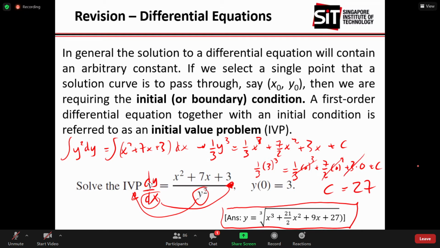So of all the possible solutions identified by the equation 1/3 y cubed is equal to 1/3 x cubed plus 7 over 2 x squared plus 3x plus c, of all the possible solutions represented by the equation, the only one that we are interested in is the one for which the value of the function y when x is equal to 0 is equal to 3. And hence, we have this equation as the exact solution for our differential equation.